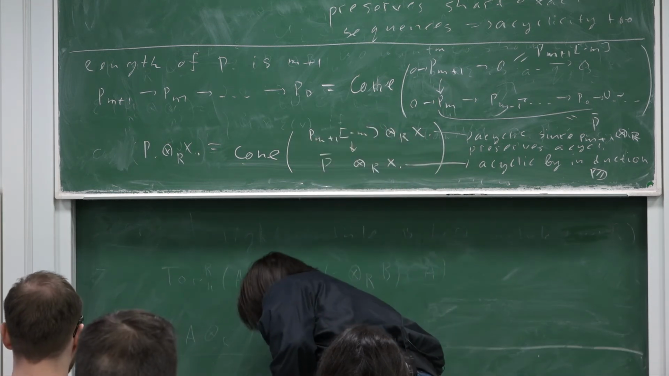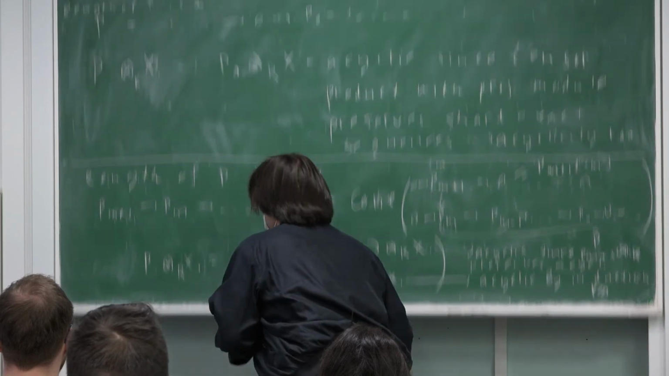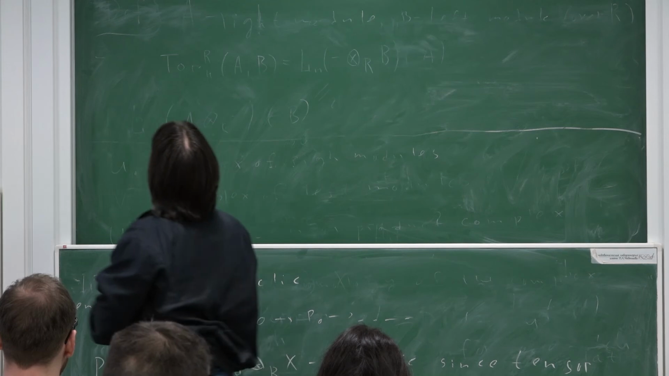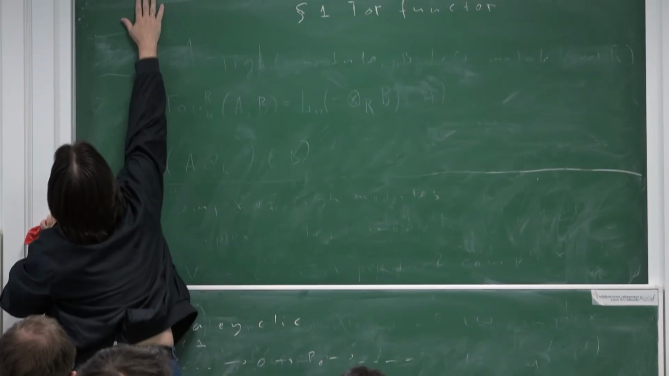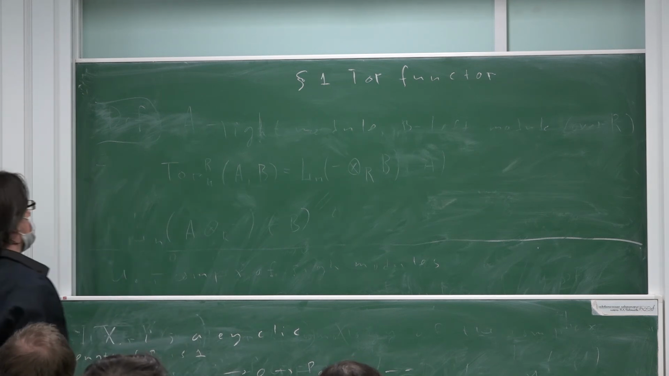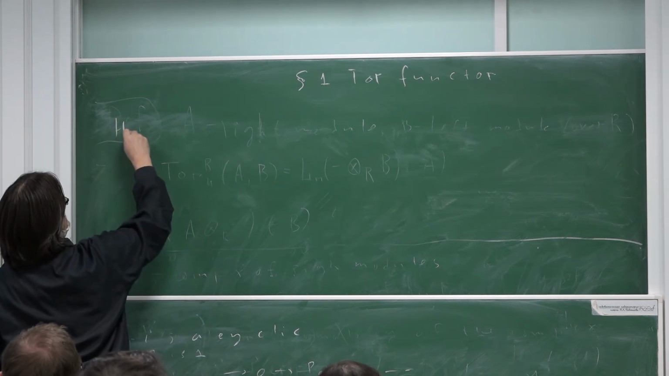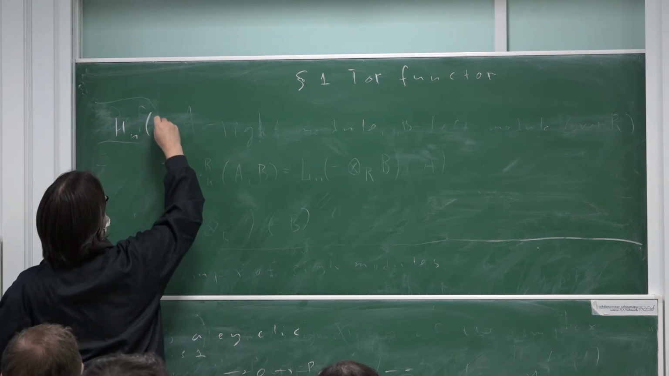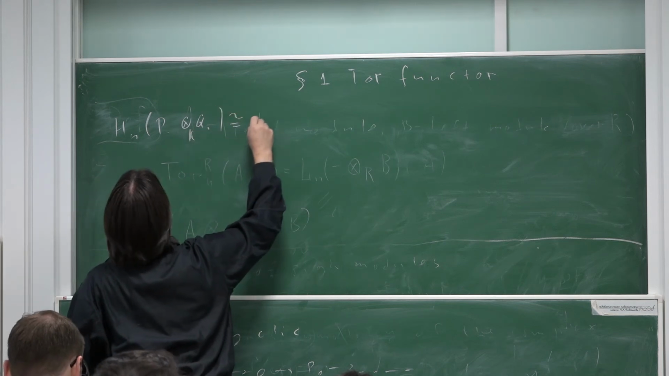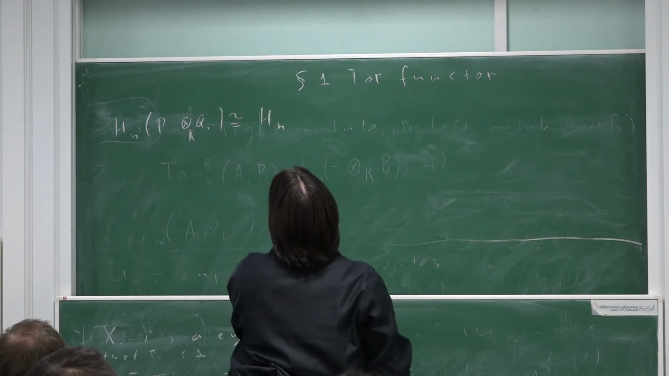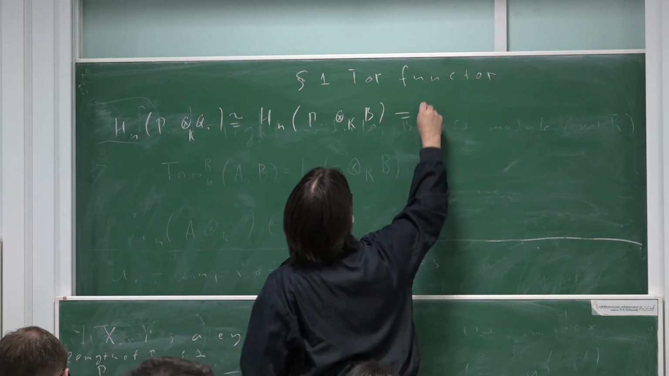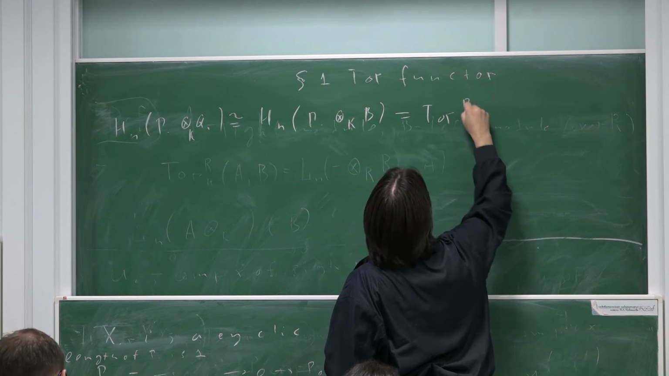So we are done, and as I told before, this means that the homology of P tensor Q is isomorphic to the homology of P tensor B, which is exactly Tor Rn of A B.